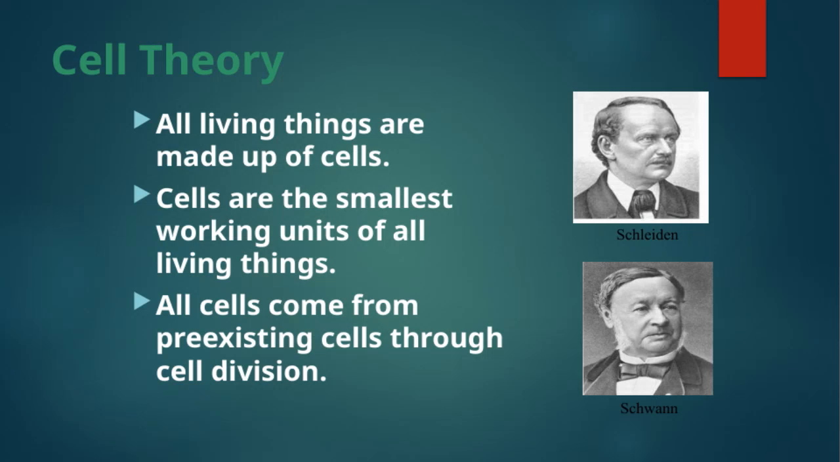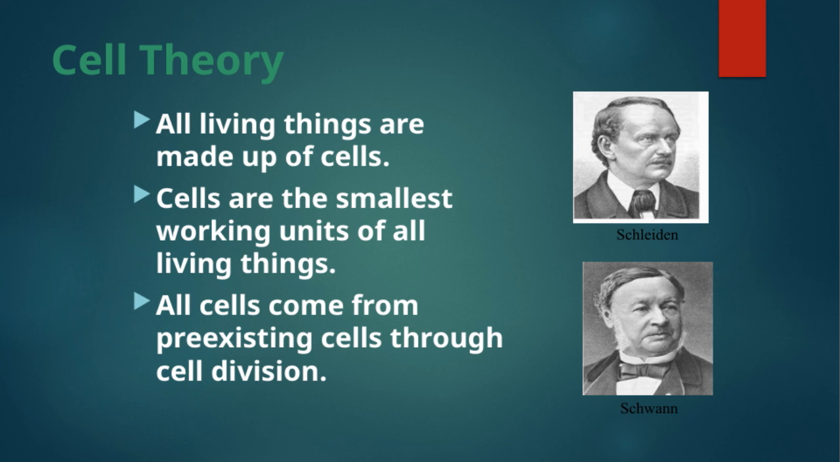Schwann and Schleiden were two pioneering scientists whose work laid the foundation for what we now call the cell theory. They proposed that all living things are made up of cells, which was a groundbreaking idea at the time. The key point here is that cells are the smallest units of life that can still perform all necessary functions. This means that everything alive, from tiny bacteria to complex humans, is organized around these basic building blocks. Another important concept is that all cells come from pre-existing cells through a process called cell division. This idea challenged previous beliefs and helped us understand how life propagates and maintains itself.